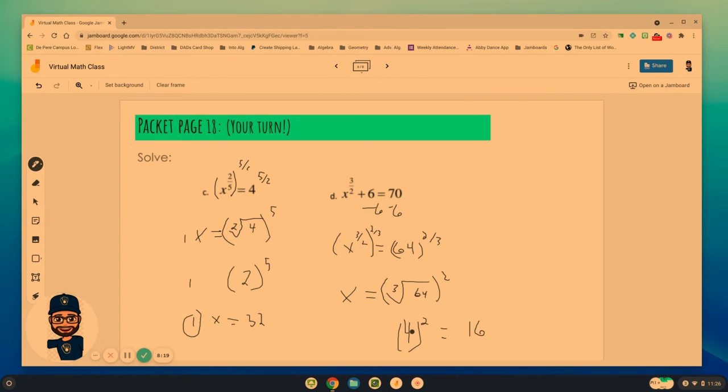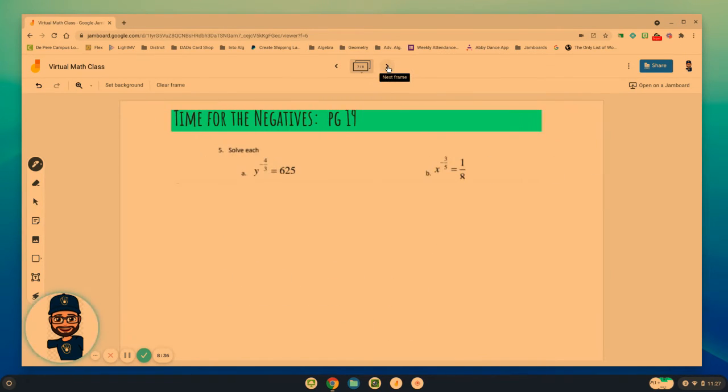So I'm hoping that you see the patterns here, how we're trying to isolate the variable. I hope you can see how we are using the previous lesson to transition or convert 64 to the 2/3 into the cubic root of 64 raised to the 2nd power. Now, what happens if we have negative exponents? Right, those negative exponents. Well, not a lot changes, to be honest.